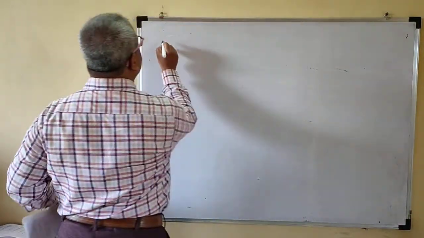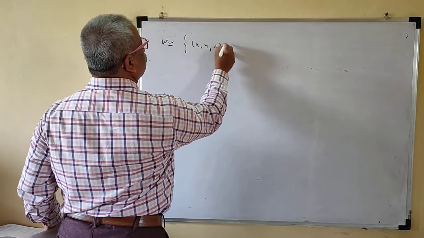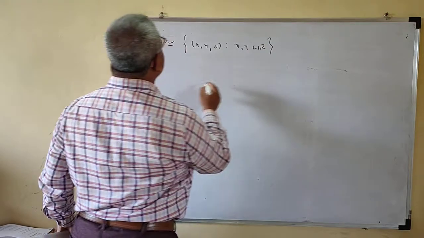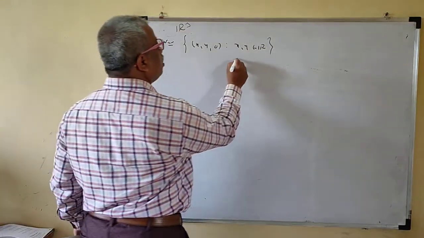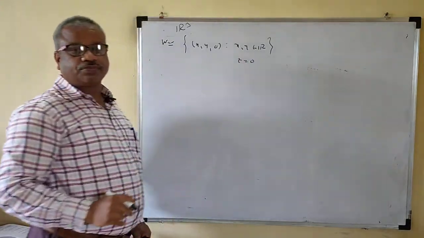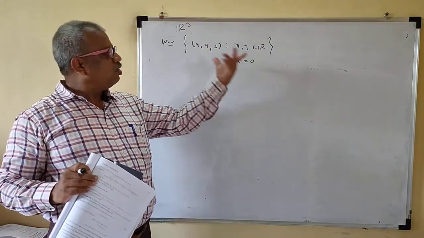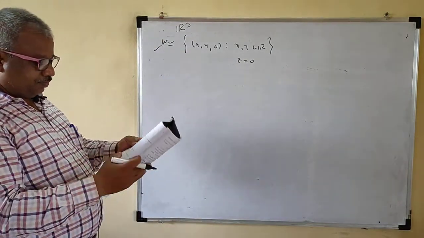Suppose W is equal to {(x, y, 0)}, where x, y belong to R. This is a subset of R3. So that means here z is equal to 0. This is the plane passing through origin. So this is a subspace.